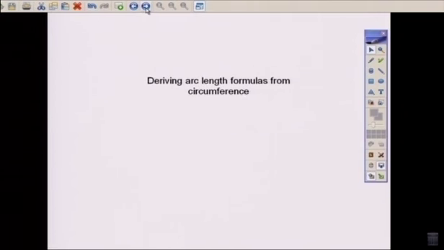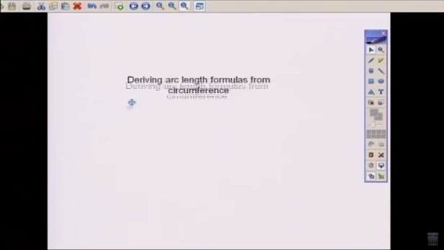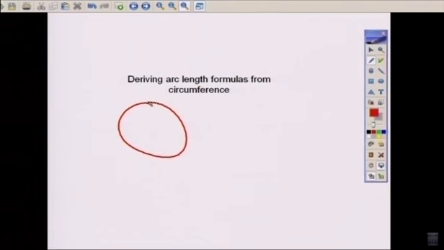from circumference. So let's start with a circle. We'll start with a circle of radius r. And for ease of discussion here, since I can't have some back and forth with you, I'm going to set an angle here at 120 degrees.